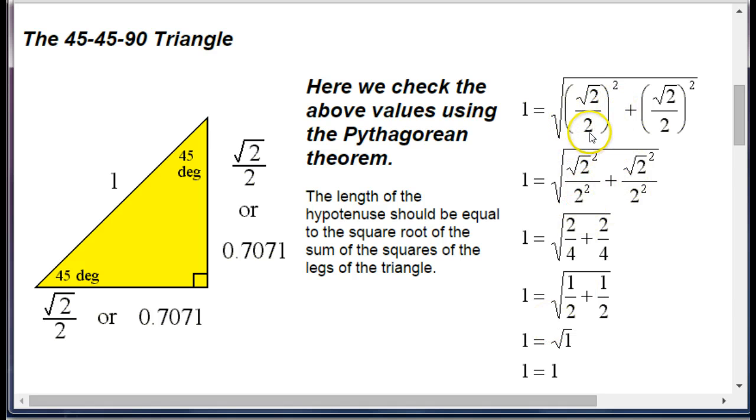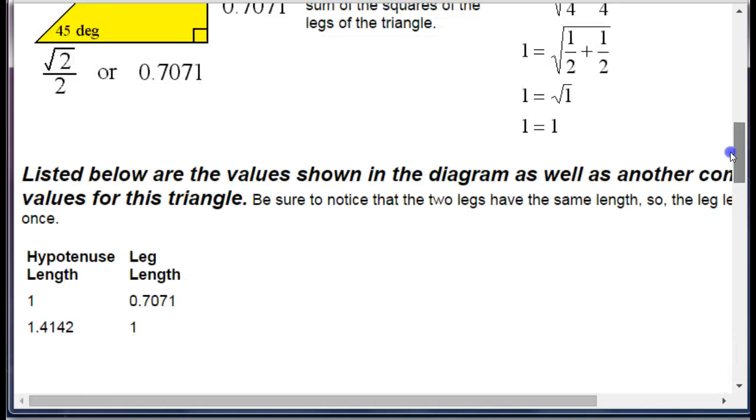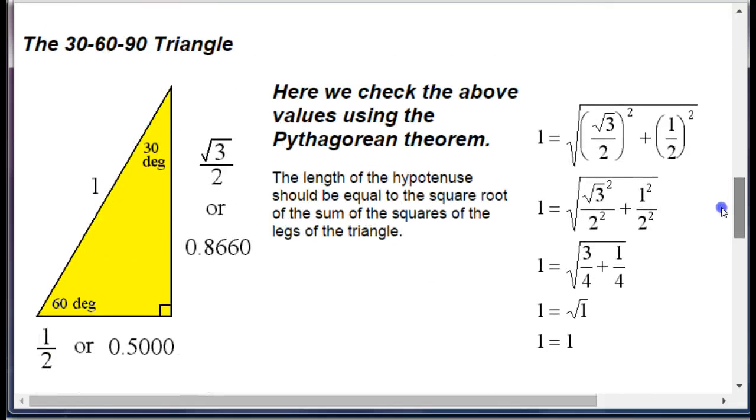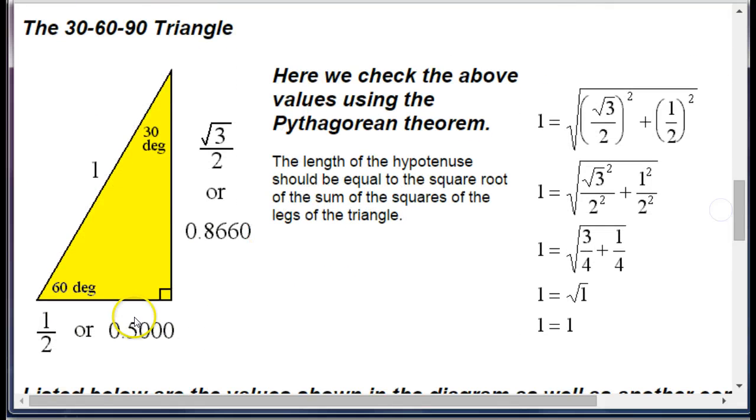So here's how you calculate it out. You square both these values and you get square root of 2 squared over 2 squared plus square root of 2 squared over 2 squared, which gives you 2 over 4 plus 2 over 4. That's 1/2 plus 1/2, that's 1, and the square root of 1 is 1. Okay, and there's a similar proof for 30-60-90 triangles. If this is 60 degrees and that's 30 degrees, this length will be 1/2 and this will be square root of 3 over 2.